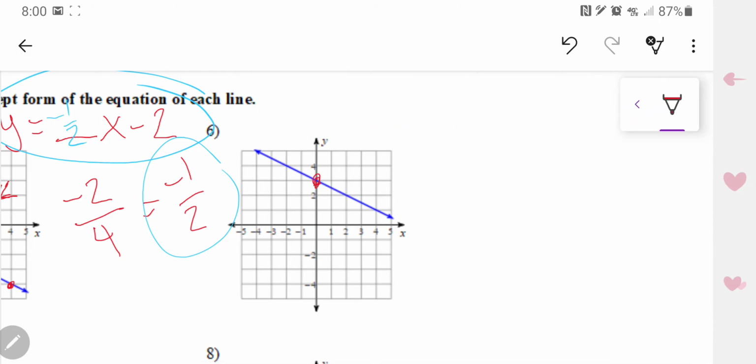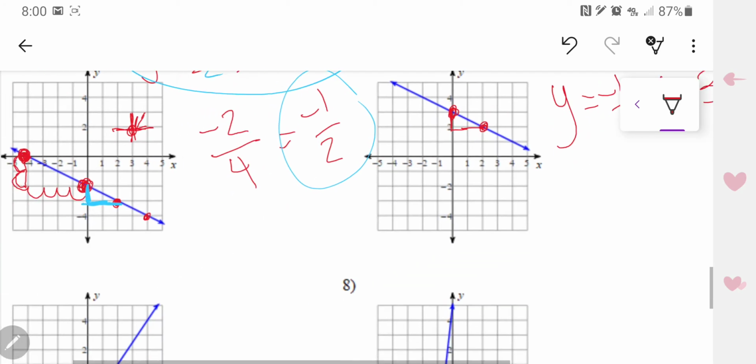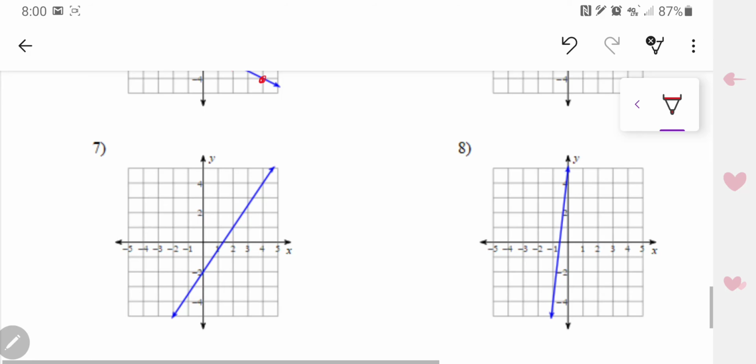Okay, this time our y-intercept is 3. So y equals something x plus 3. And we're going to go to this point right here. Down 1 over 2. -1 over 2. Down 1 over 2. Awesome.